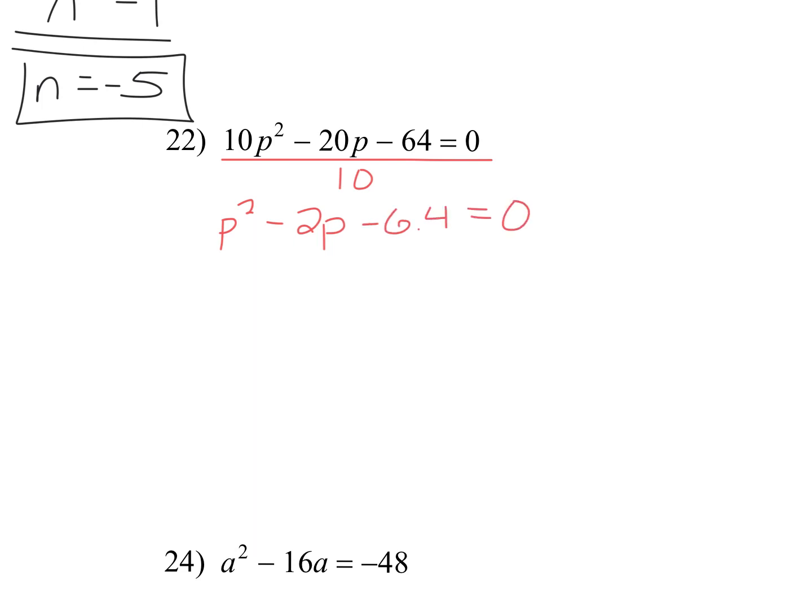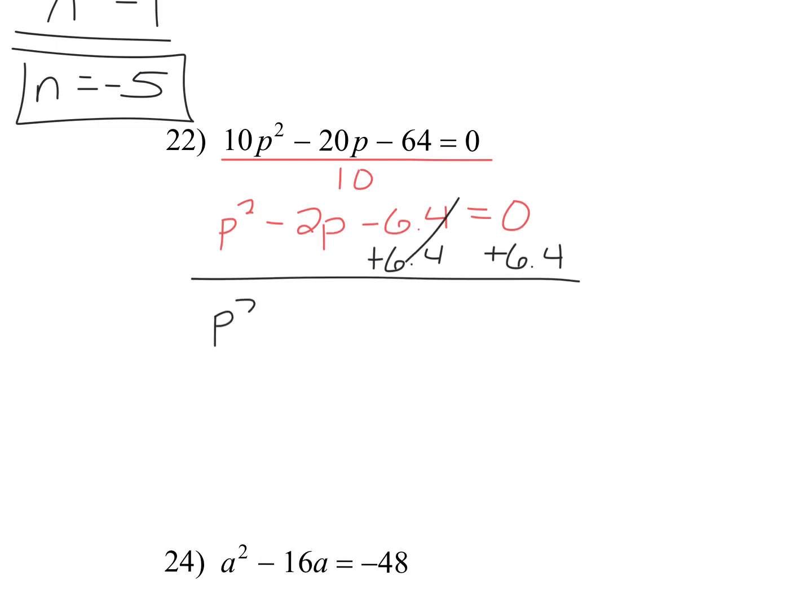Equals 0. Remember, sometimes with radical problems or quadratic problems, you're going to be working with decimals because they don't all come out so evenly. Okay. Same process. What do we need to do first? Add 6.4 to both sides. Get rid of it.